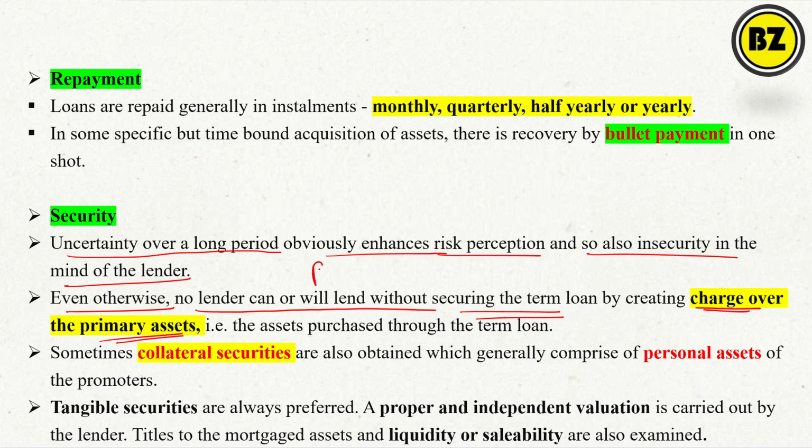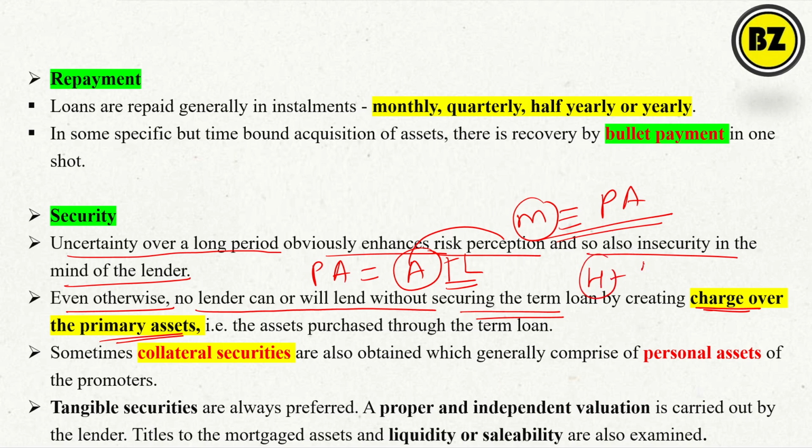So what is the primary asset? Primary asset means simply the asset which is purchased by way of a term loan. For example, if you have purchased machinery out of the term loan, so machinery will be the primary asset. In addition to that, if you have given your personal house as a mortgage for the term loan, then your house will be the collateral security.